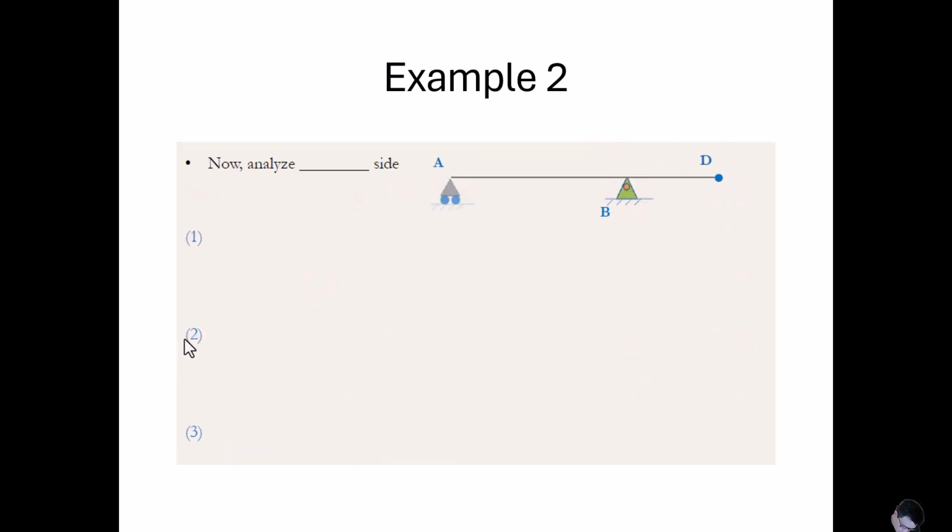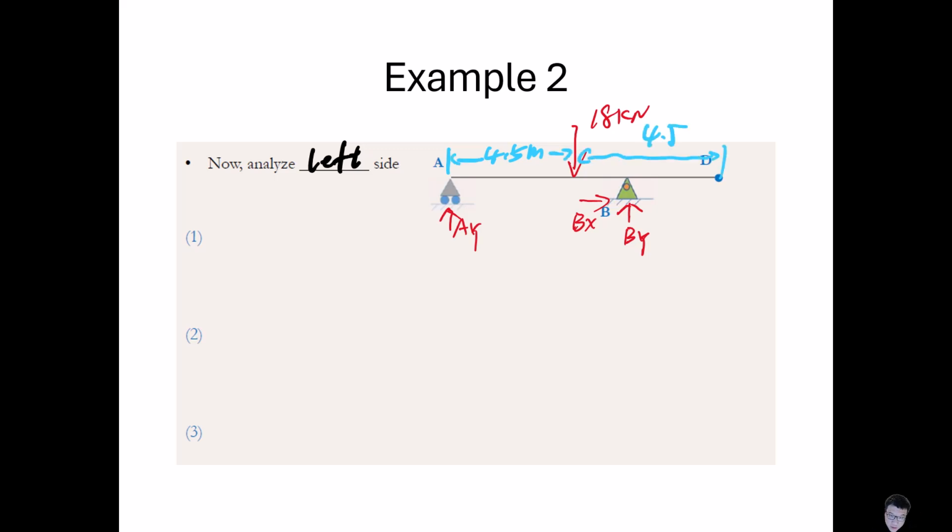Then we can analyze the left side. Okay, so we have ay, by, bx, and we have 18 kilonewton. And also we have the two forces dx equals 0, dy equals 3 kilonewton. The magnitude is the same, it's just in the opposite direction.